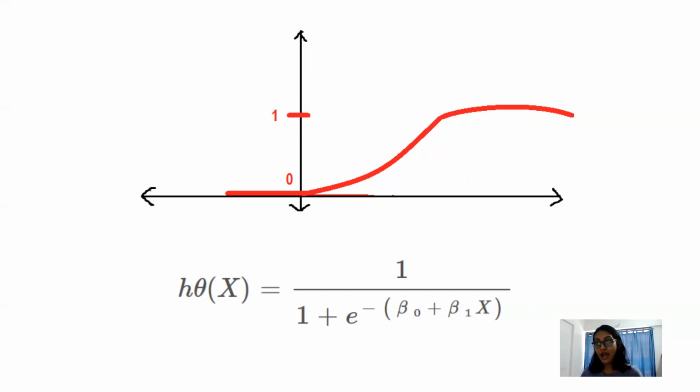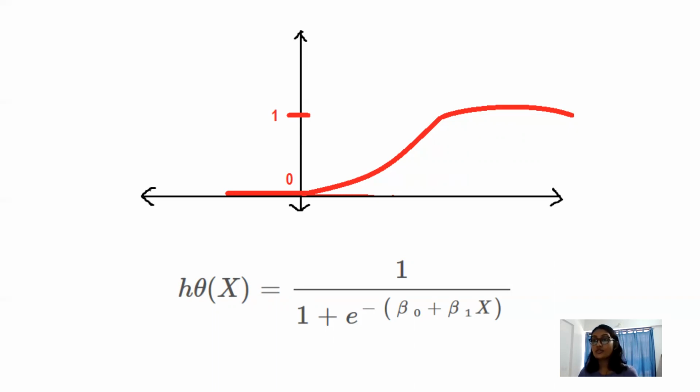So in order to map predicted values to probabilities, we use the sigmoid function. The function maps a real value into another value between 0 and 1. In machine learning, we use sigmoid to map predictions to probability. Thus, the hypothesis of logistic regression becomes h theta of x is equal to 1 divided by 1 plus e to the power of negative of theta 0 plus theta 1 x.